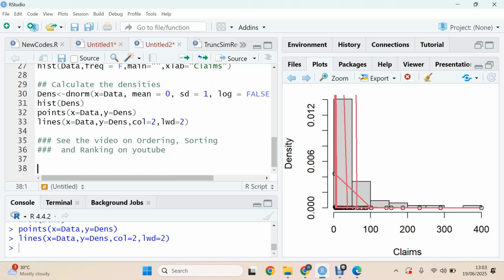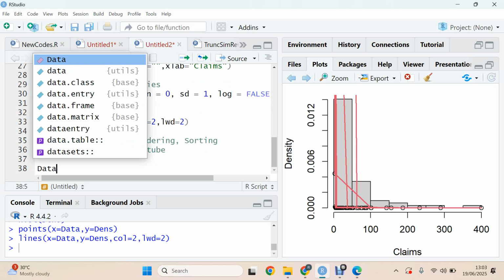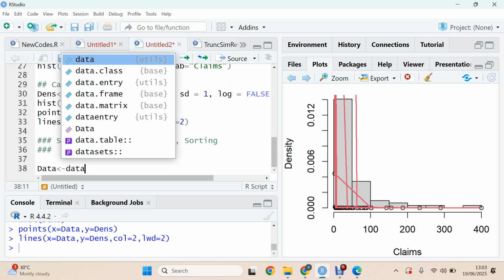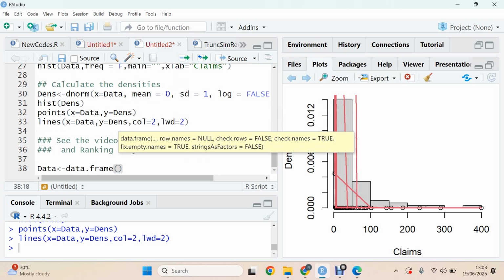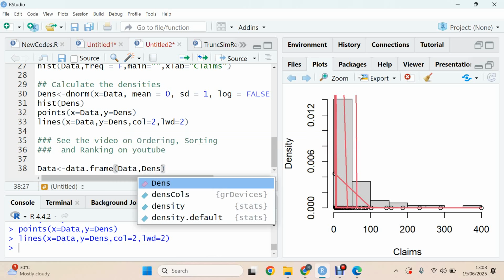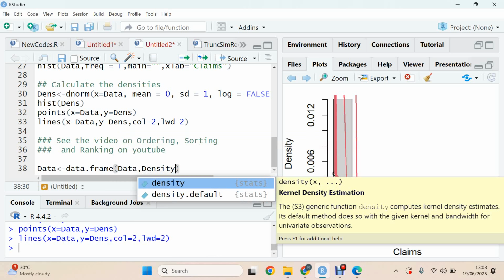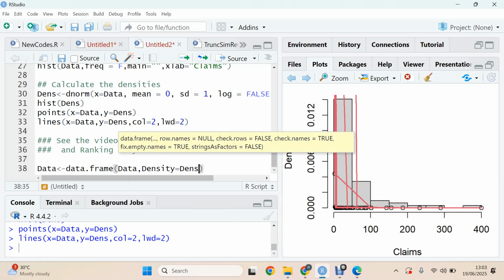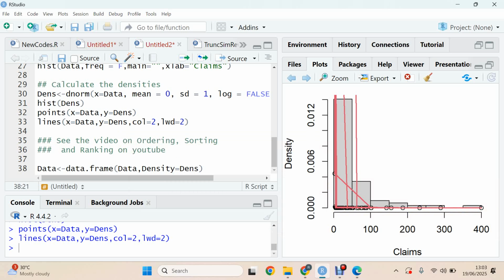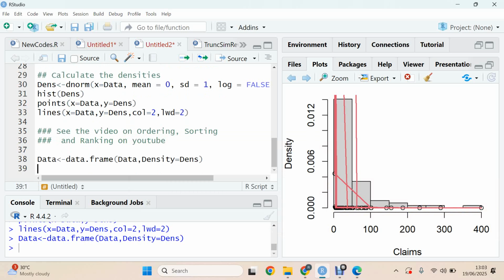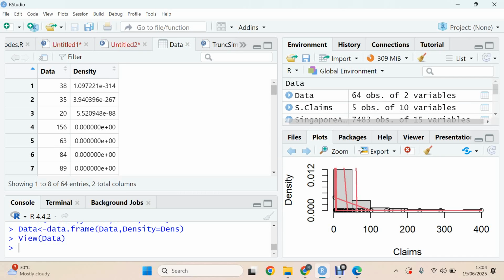Okay. So how do we do so? Let me get my data now. I can make it a data frame of data and the density. What was it? It was dense, right? So let's say density is equal to dense. Okay. So if I go here and I check data, data is like, so you see what I was talking about. The first number is 38. The next one is 35, 20. So it's haphazard.